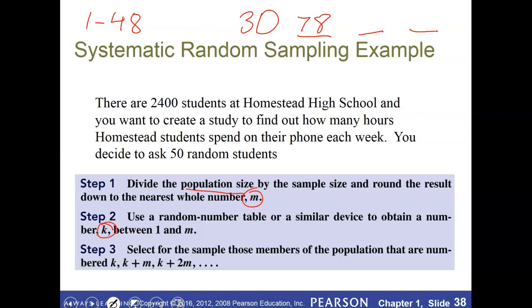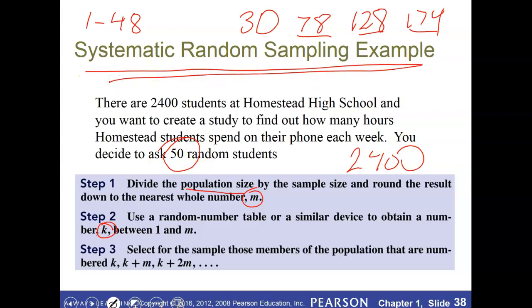So we would ask the 30th student, the 78th student, the 126th student, if we keep adding 48. If I add 48 again, I'd ask the 174th student, and I would keep going until I run out of students, until I'm over 2,400, and that should give me 50 random students. This is an example of simple, systematic random sampling, and it's just a systematic way to get random numbers out of a population.